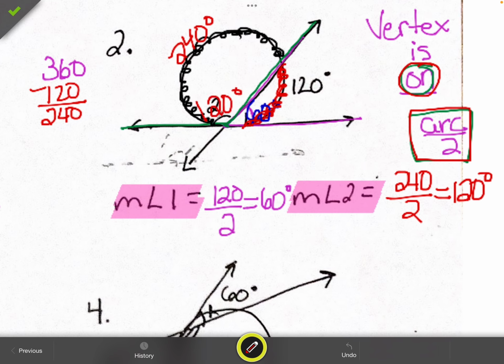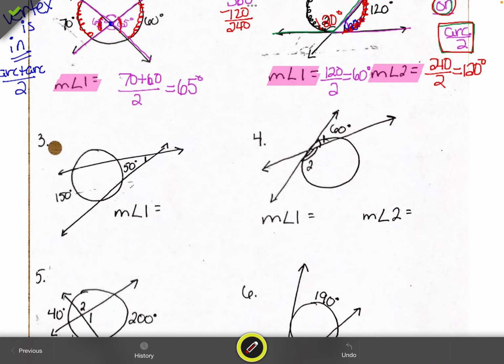Now, there's actually another way that you could have found angle 2. I'm not going to show it to you just because I don't want to confuse anybody. But if you see it and you want to do it that way, as long as you can explain it to us, you're welcome to. If you don't see it, don't worry about it. Use your formula, arc divided by 2, and you'll be able to get angle 2.